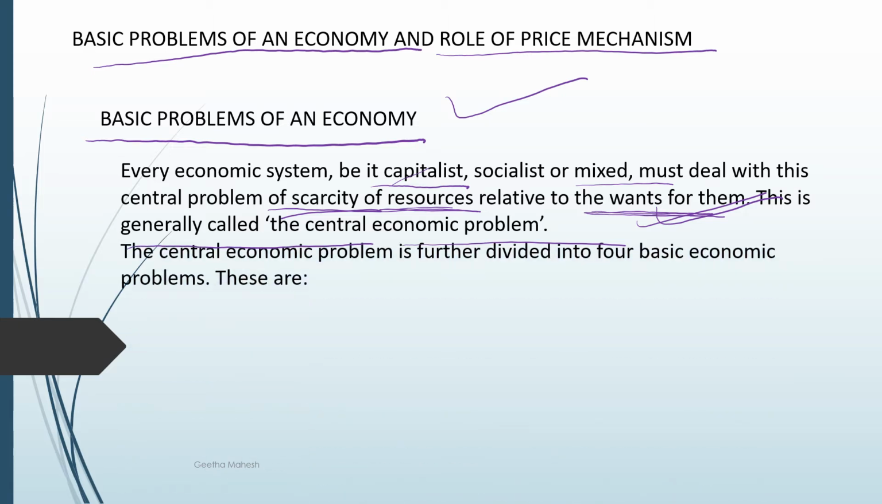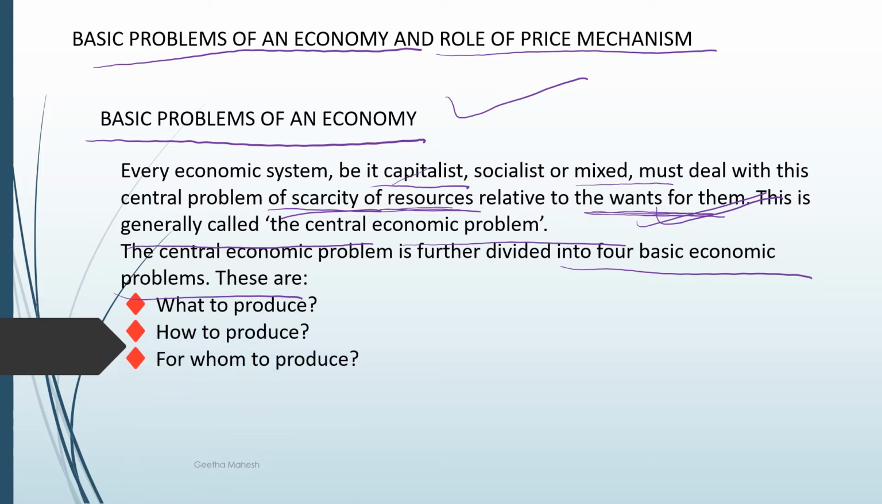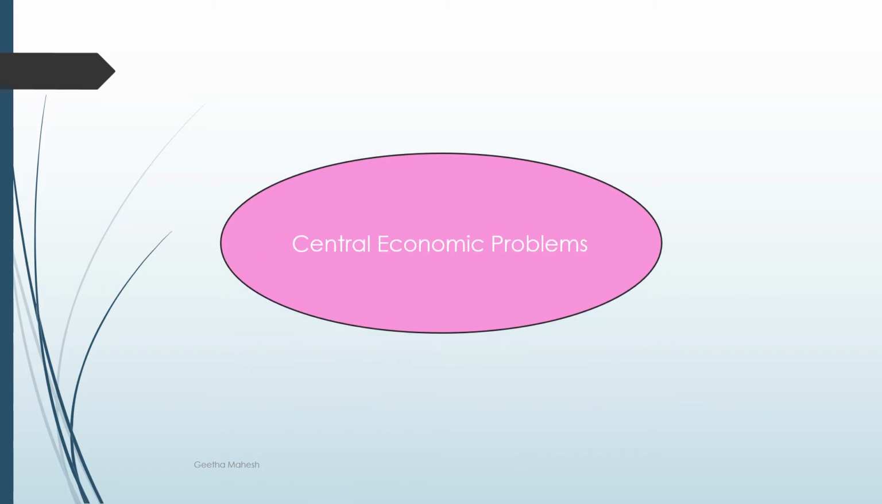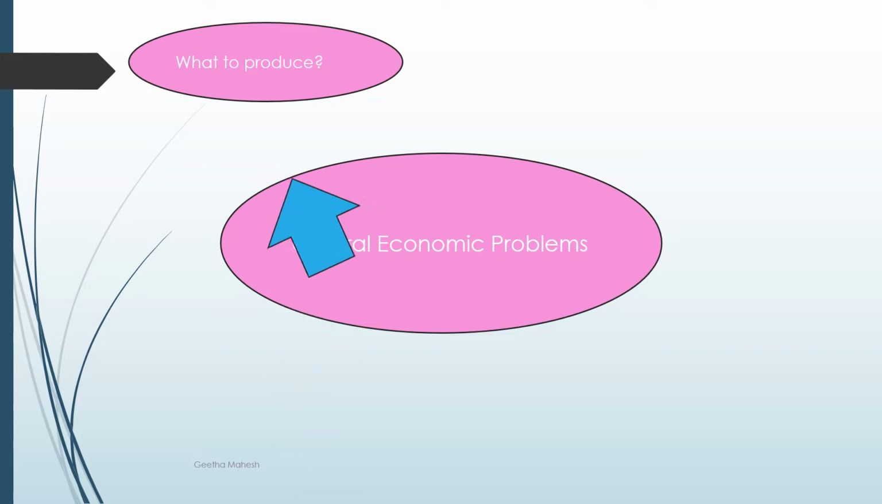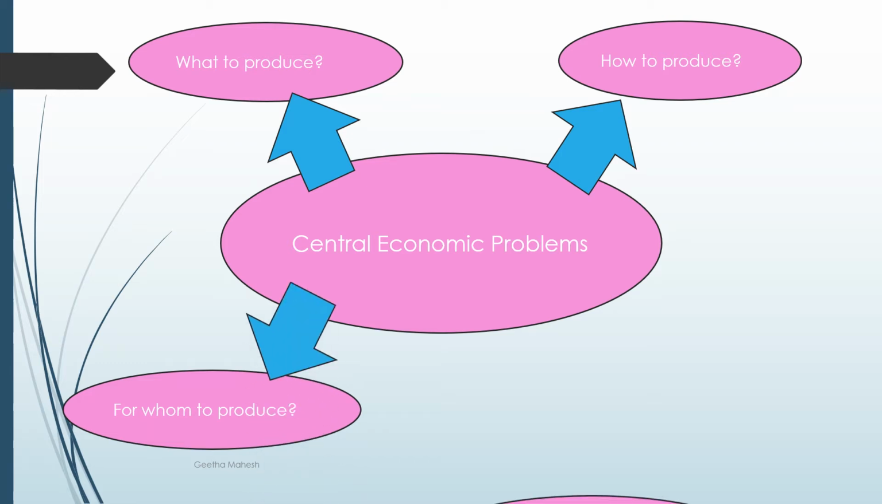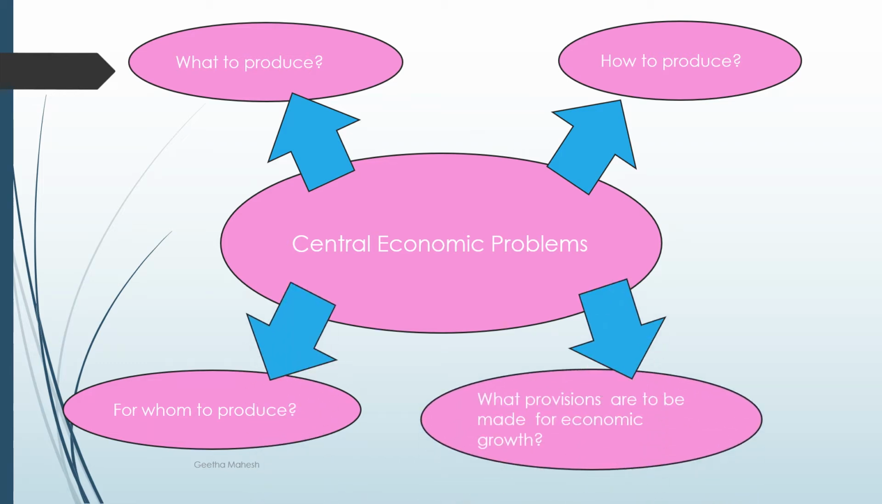These central problems of an economy are further divided into four basic economic problems. They are what to produce, how to produce, for whom to produce, and what provisions are to be made for economic growth. Dear students, you know the central economic problems are of four types. One is what to produce. The second one is how to produce. Third one is for whom to produce. Fourth one, what provisions are to be made for economic growth.